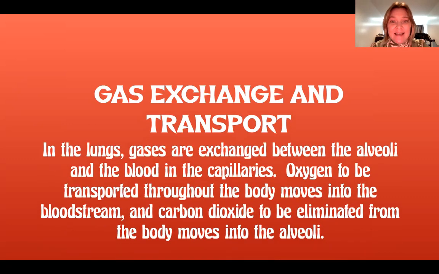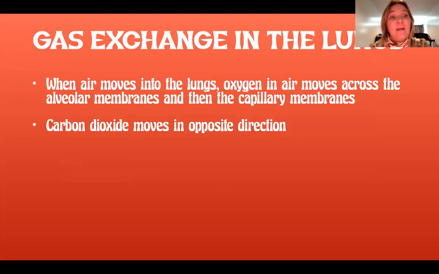In the lungs, gases are exchanged between the alveoli and the blood and the capillaries. That's external respiration. Oxygen needs to be transported throughout the body. Oxygen to be transported throughout the body moves into the bloodstream, and carbon dioxide to be eliminated from the body moves into the alveoli. Whew, that was rough getting through that.